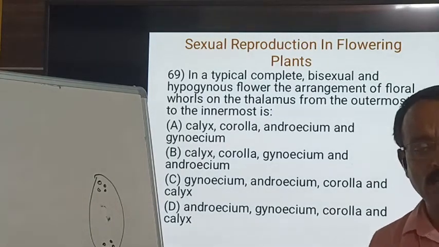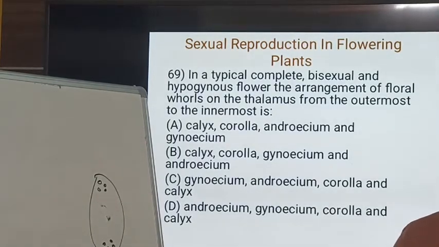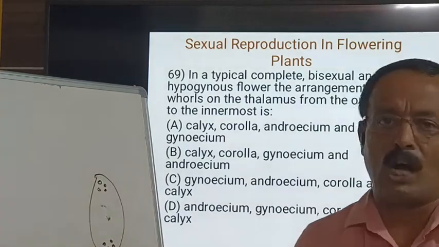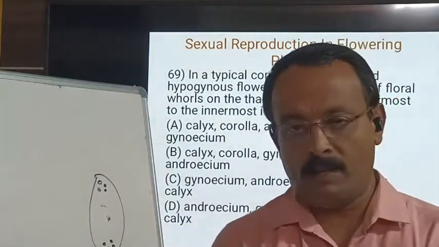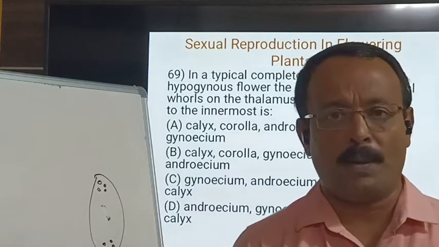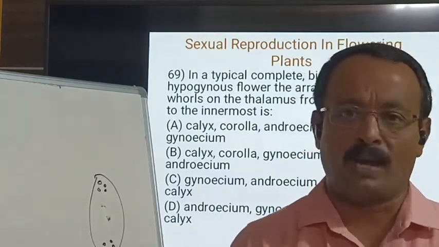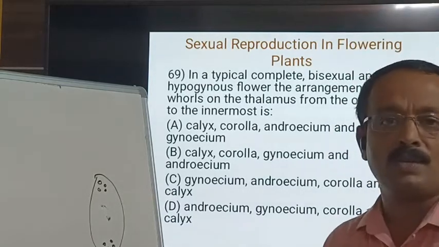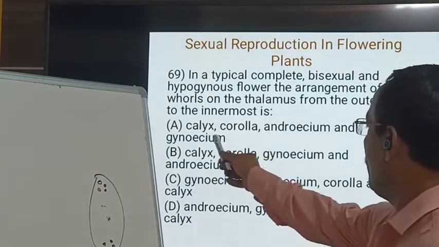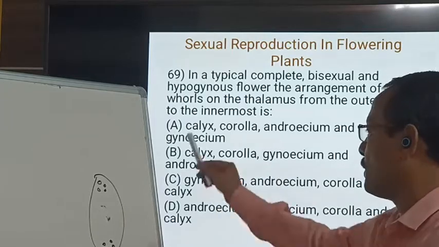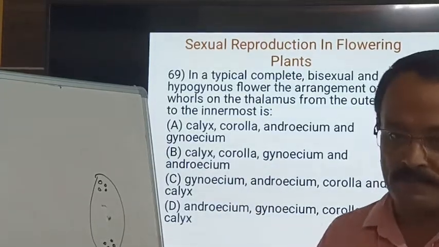The outermost whorl is the calyx, which contains sepals. The second whorl is called the corolla. It contains petals. The third whorl is called the androecium. The individual segments are called stamens. And the last whorl is called the gynoecium. The gynoecium consists of carpels. So, calyx, corolla, androecium and gynoecium. Option A is the right answer.